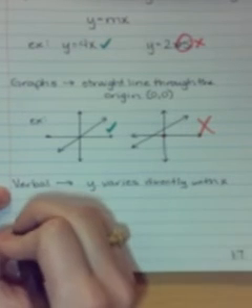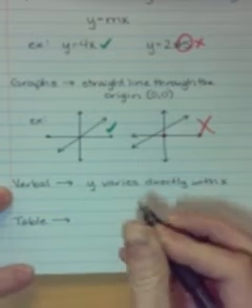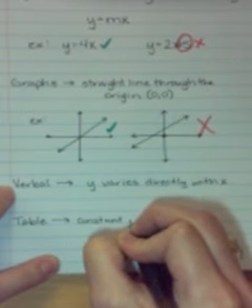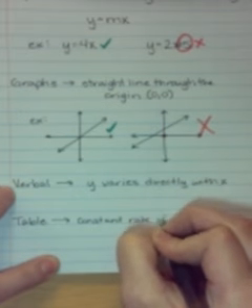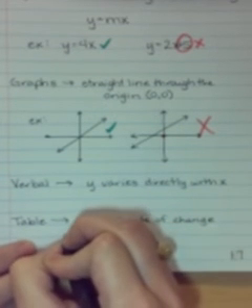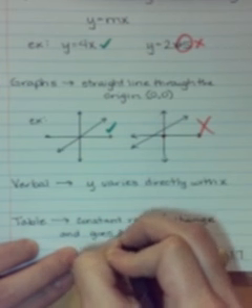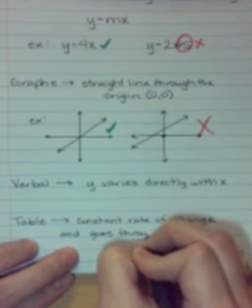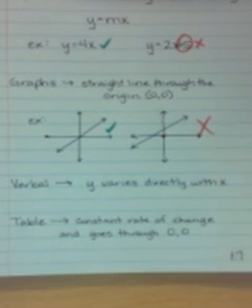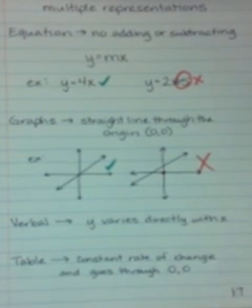Okay, and last but not least is a table. A table has a constant rate of change, and it goes through 0, 0 on each column. There you go. That's our introduction to direct variation and its multiple representations.